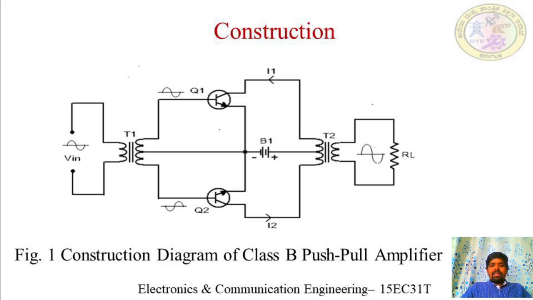First, the class B push-pull amplifier consists of two transformers. If you observe the diagram here, it clearly shows two transformers, T1 and T2. Transformer T1 we can call the input transformer, or you can also call it the splitter transformer. I will tell you why it is called a splitter transformer.